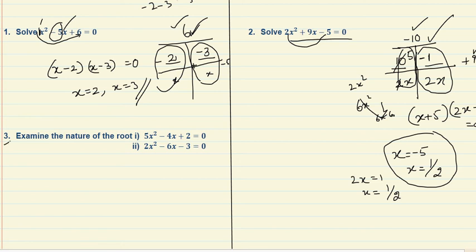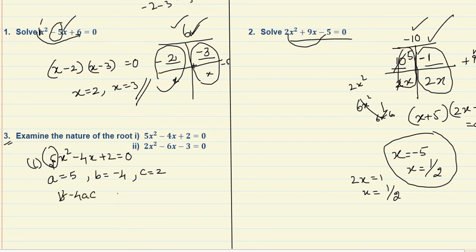And the next question, third question, here as we saw, we find the nature of the root. First question, 5x square minus 4x plus 2 equal to 0. Here if you are supposed to find this, first write down a, b, c. a is equal to 5, b is equal to minus 4, c is equal to 2. The condition is we are going to find b square minus 4ac. What is b square? Minus 4 the whole square, minus 4 into 5 into 2.